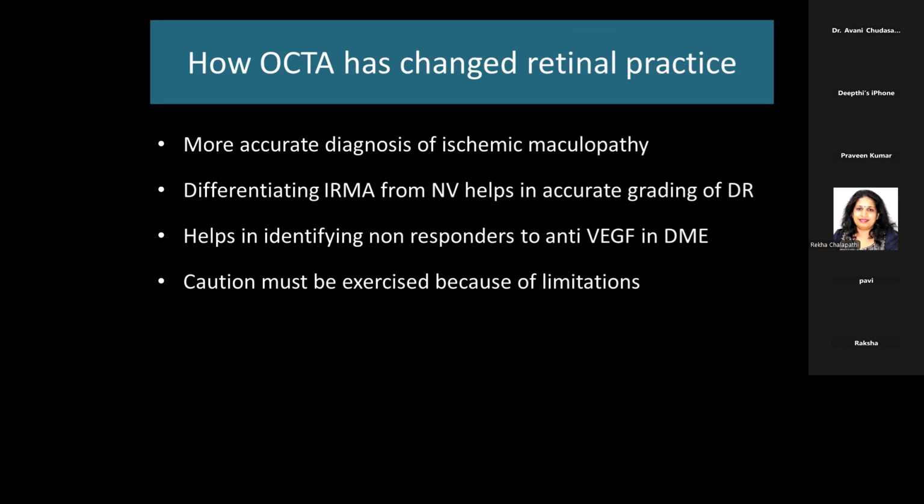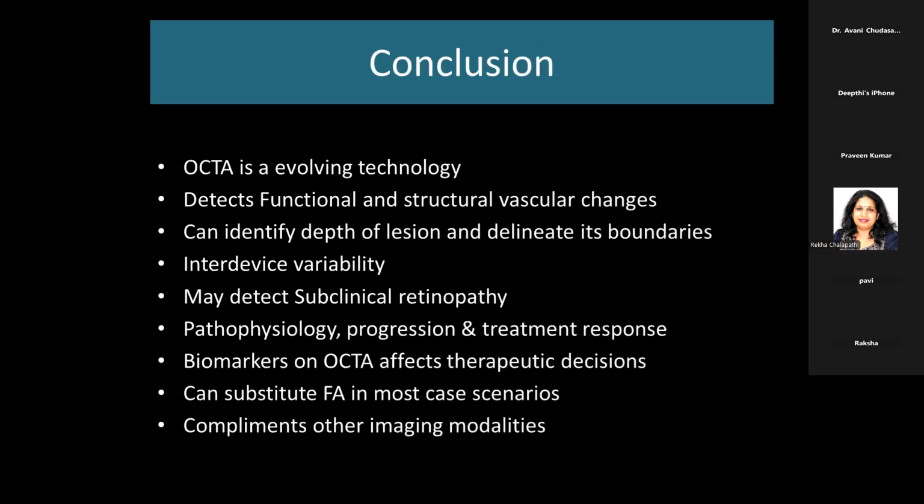So in conclusion, I would like to say that OCTA can detect both functional and structural changes. But the most important thing is there is an inter-device variability, so you need to repeat with the same machine to get reliable results. It can pick up retinopathy changes in the subclinical stage itself. You can assess the pathophysiology, the progression of retinopathy and the treatment response. Biomarkers of the OCTA help in assessing the therapeutic response, can substitute FA in most of the cases, and complement many other imaging modalities.